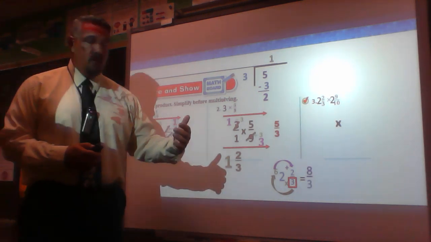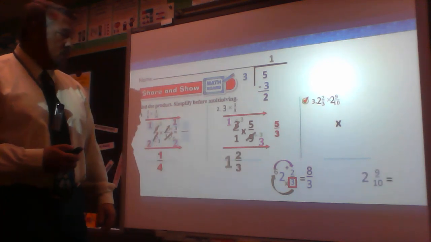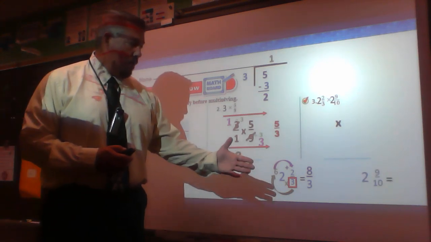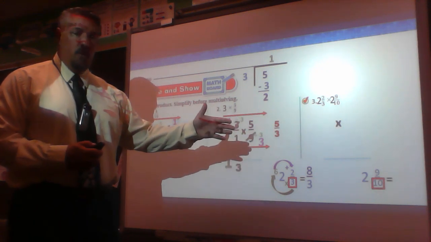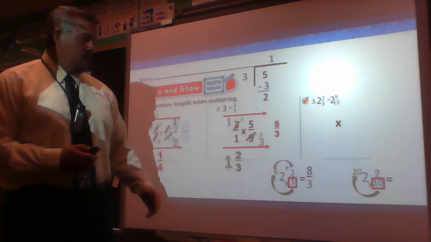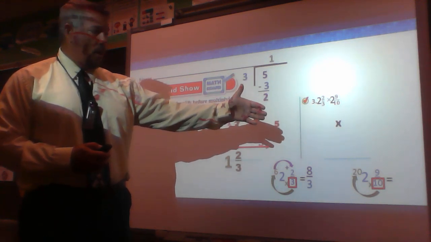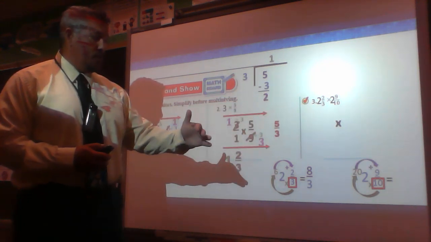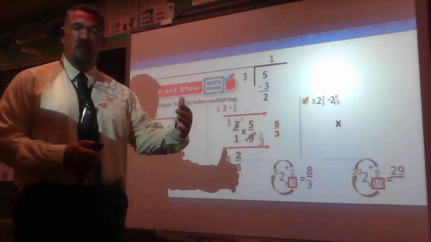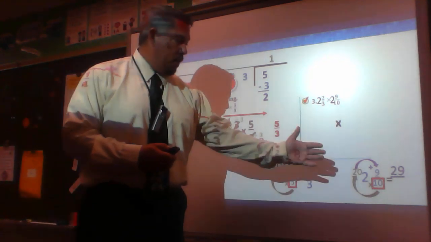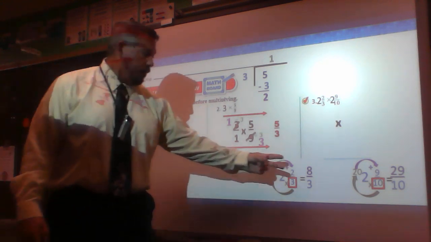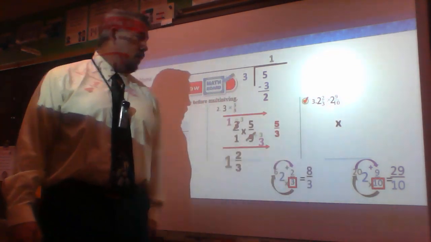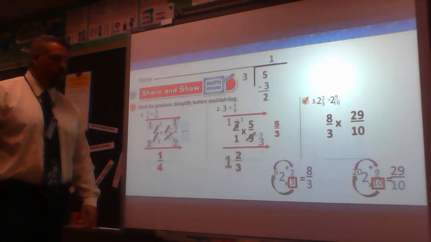I do the same thing with 2 9/10. So on 2 9/10, I start at the bottom and I multiply with my whole number. So 10 times 2 is 20. Then I add that to my numerator. 20 plus 9 is 29. So that's my new numerator. I keep my original denominator of 10. These two fractions is what I plug in to create my new multiplication problem.